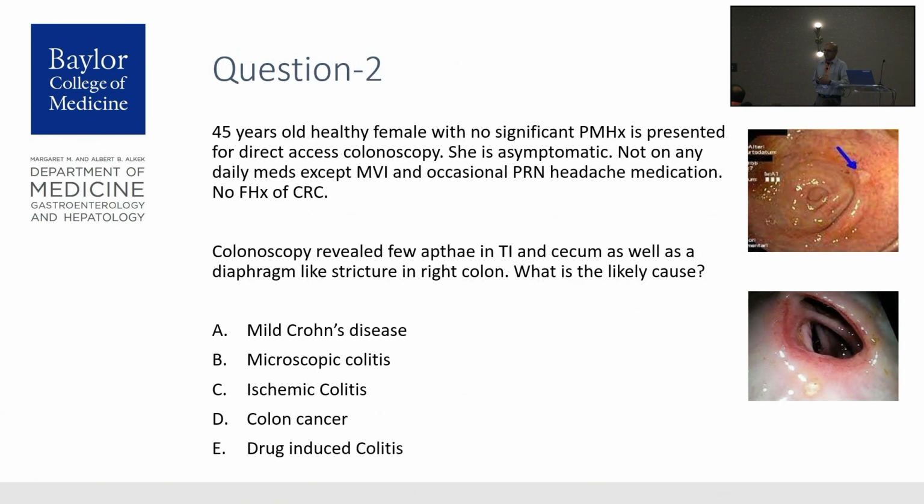Okay, let's go to the second question. A 45-year-old healthy female, you're sending her for a colonoscopy. No symptoms, but the colonoscopy showed a few aphthous ulcers in the terminal ileum and the cecum, and there is a diaphragm-like structure in the ascending colon. What do you think it is? Anybody?